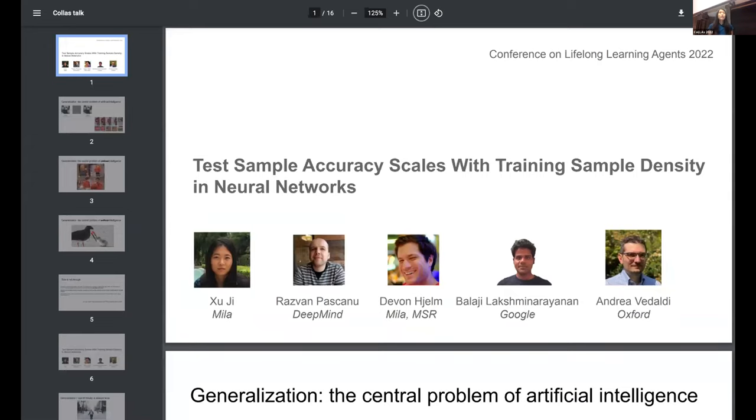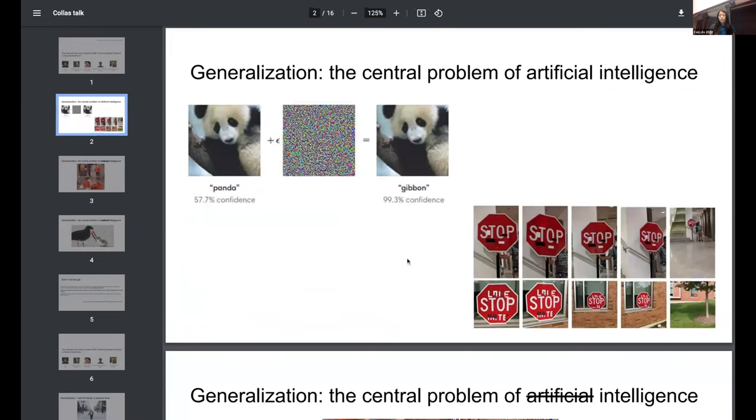So generalization is the problem of how to learn from a finite amount of training data such that you minimize the need for future learning or adaptation. We complain a lot in the field that machine learning algorithms don't generalize, right? So you can expose the fragility of modern machine learning algorithms simply by perturbing the input.